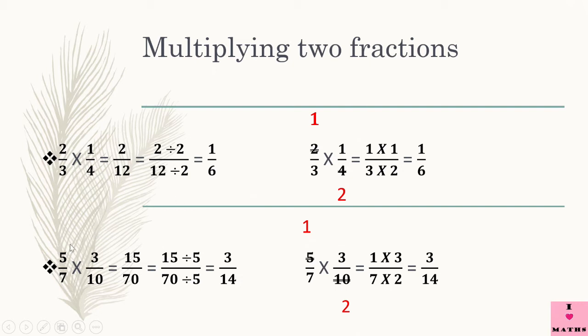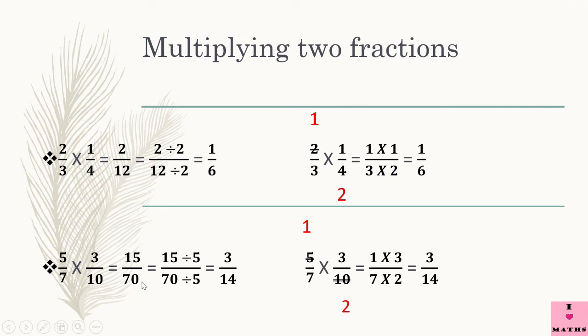Okay, let us take another example. 5 upon 7 multiplied by 3 upon 10. First, we will multiply the numerators and we will write it as the numerator. 5 threes are 15. Now we will multiply the denominators and write it as the denominator of the answer.